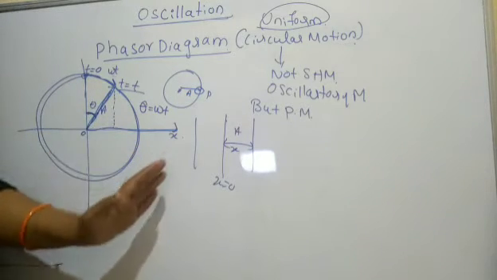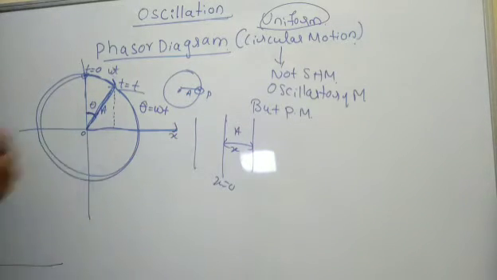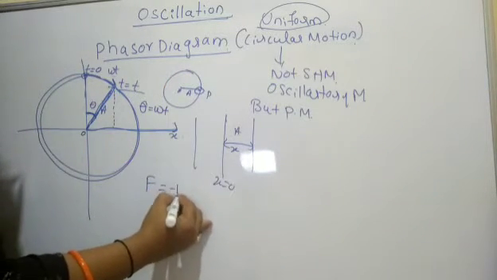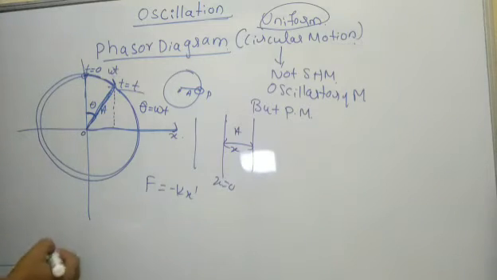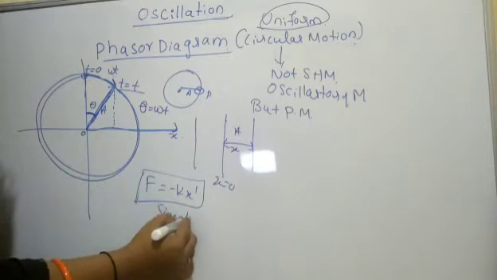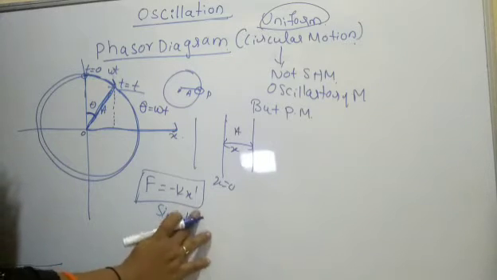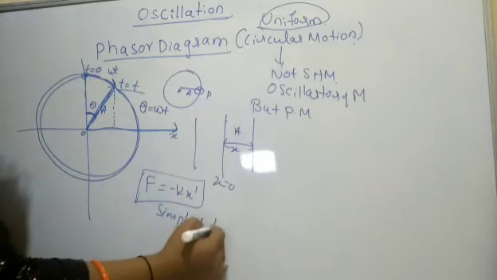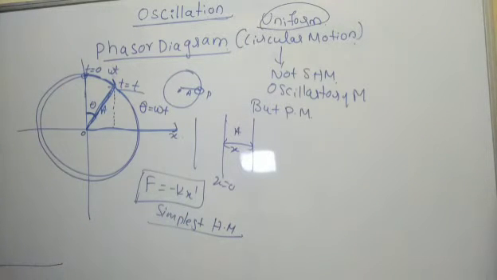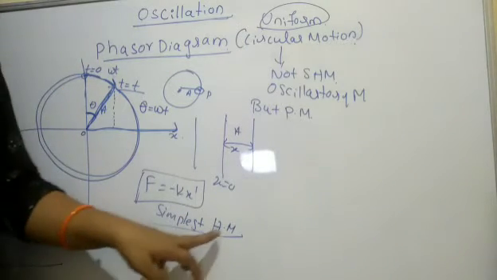We will discuss later one by one here. So it is said to be simple harmonic motion when force is equal to minus kx raised to 1. This should be proved, meaning it is the simplest form of harmonic motion. So this should be proved. All oscillatory motion is not simple harmonic motion.